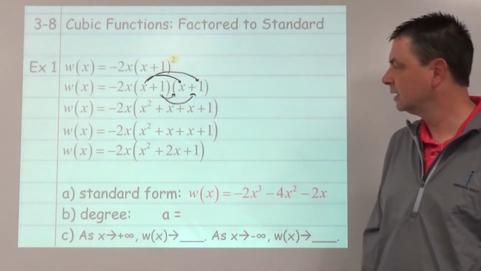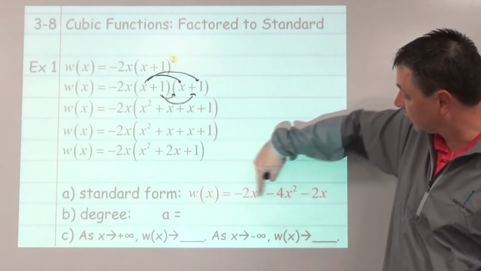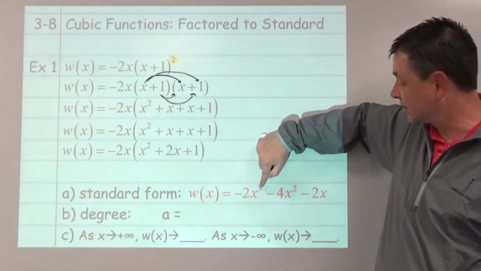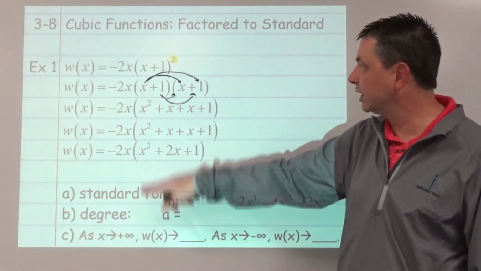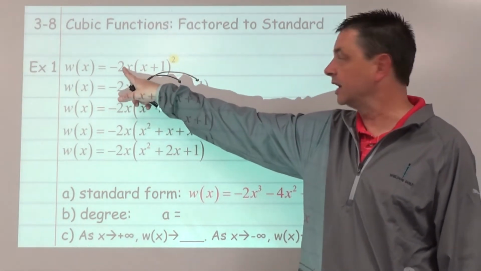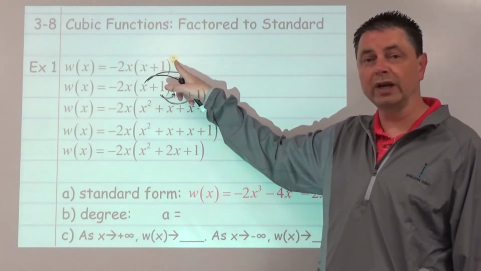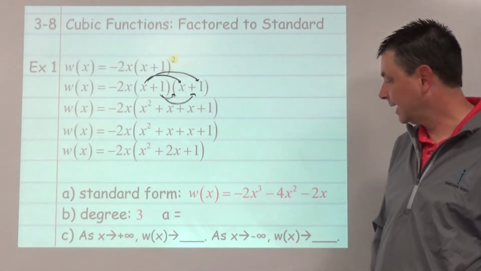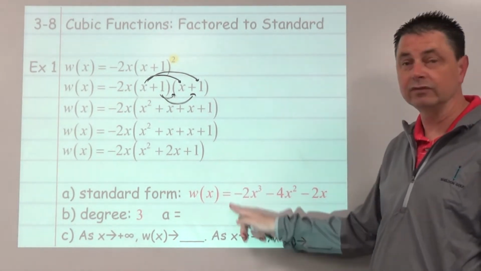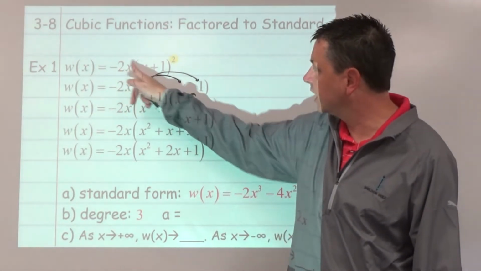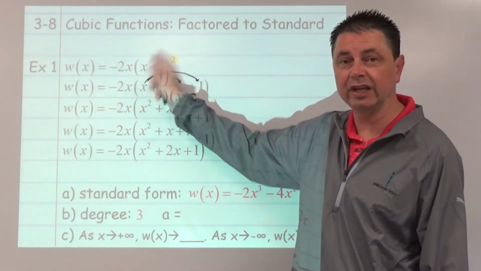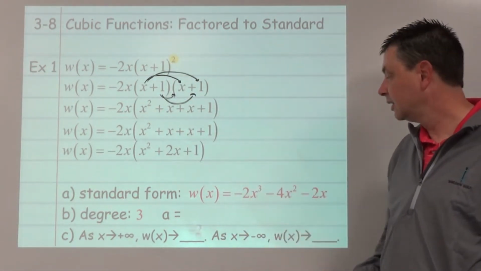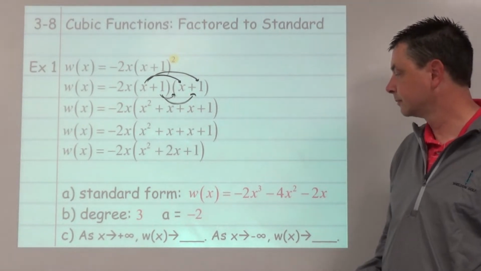The degree, probably easiest to look here. The highest exponent for our x's is 3. That's our degree. Back here we could think, oh, there's an x, and that x is going to get squared, so that also would make a degree of 3. And a is negative 2. You can also see it here. Be careful though, there may be numbers in here that get multiplied out, so it's probably best to look at it from here. a is negative 2.